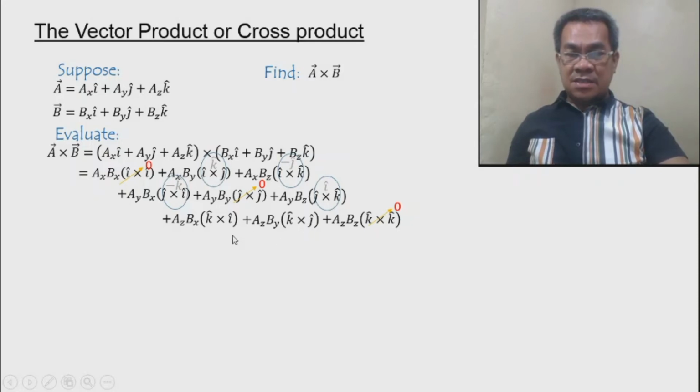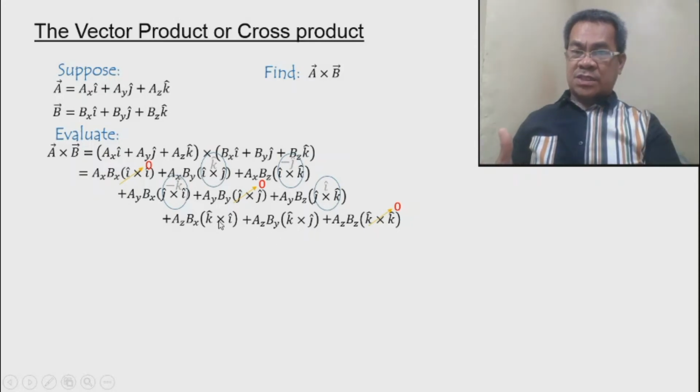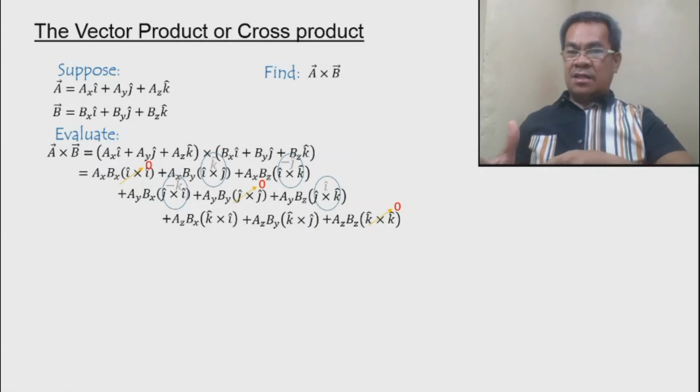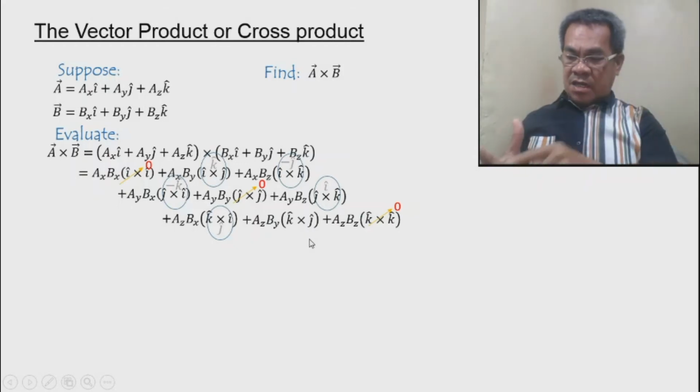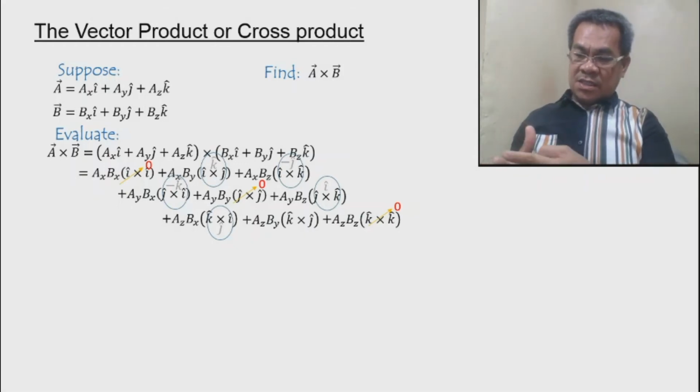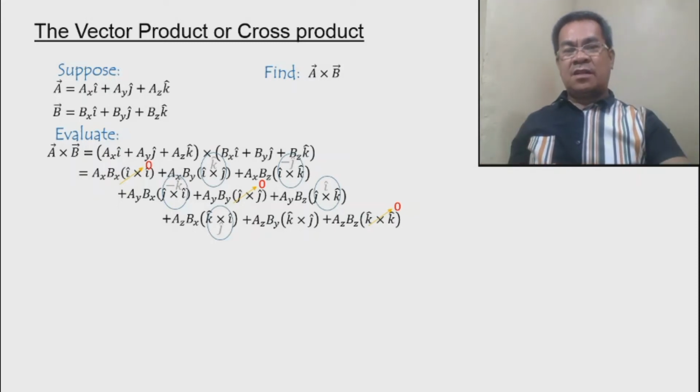Okay, then what else? K cross I. Again, it is counterclockwise, so the angle is positive. So therefore it should be positive J. Now we have K cross J. This is clockwise. So therefore, it should be a negative I.